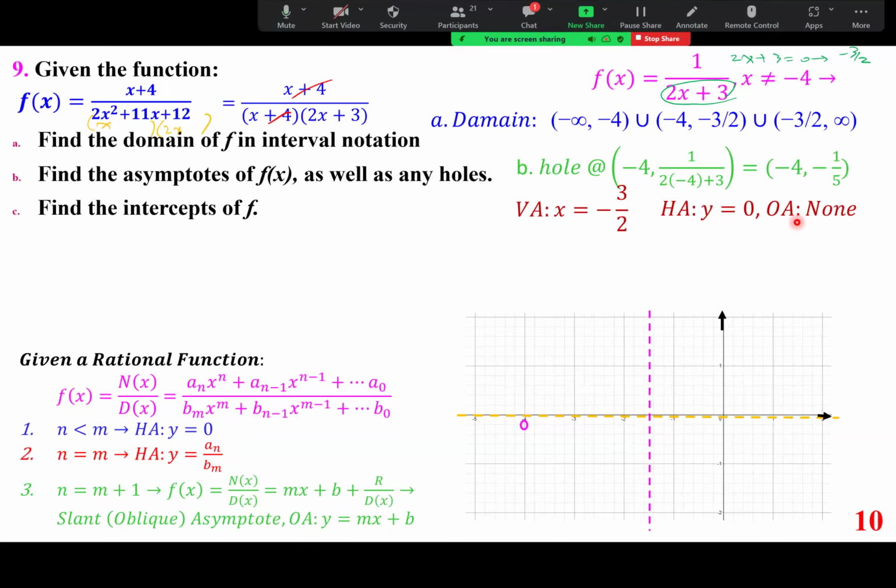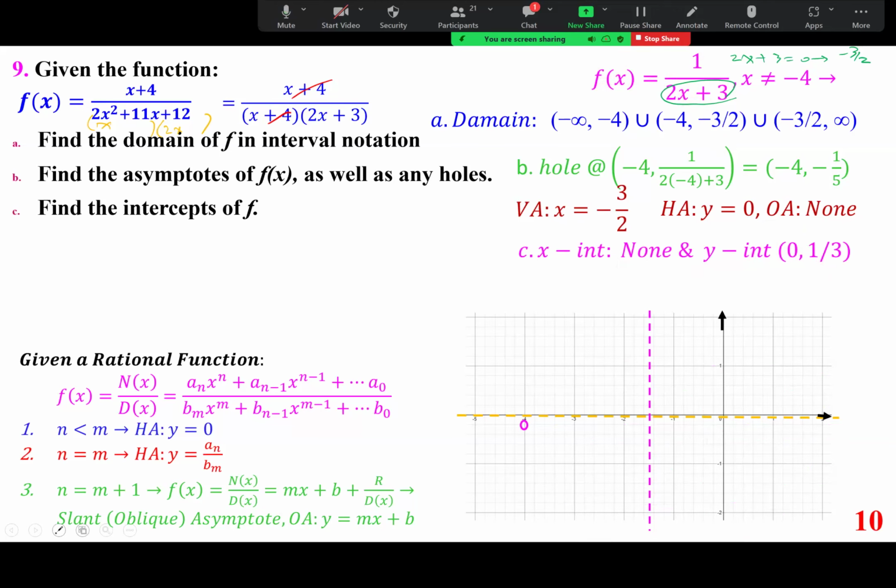Find the intercepts. Well, we are going to find the x-intercepts and the y-intercepts. In order to find the x-intercept, you set y or f of x equal to 0. A fraction is 0 when the top is 0, and there is no x-intercept. The y-intercept, if you set x equal to 0, you get 1/3.